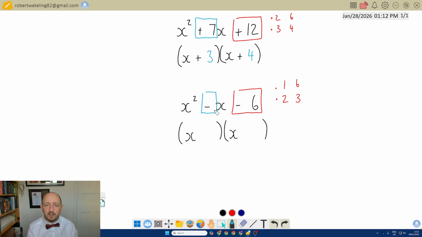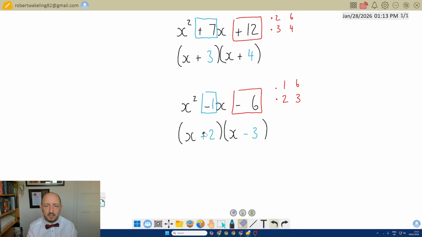So how do we make minus 1 from these pairs? I can't do it from 1 and 6, but from 2 and 3 I can make minus 1 if I have positive 2 minus 3. It could be minus 3 and plus 2. It doesn't matter which way round you do it, but the plus has to go with the 2.